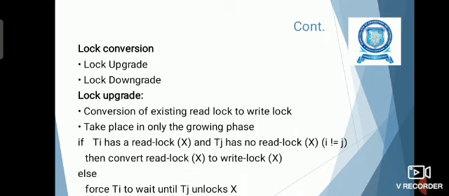So if a transaction has a read lock on a data item X, and if another transaction has no read lock on the data item X, then transaction TI can convert its read lock on the data item X into write lock, since no other transaction is using the same data item. So if it is being used by some other transaction, then TI has to wait until the other transaction TJ unlocks the data item X.